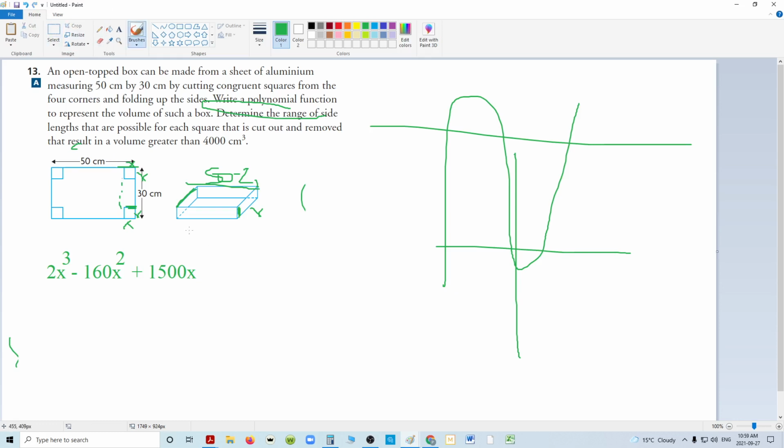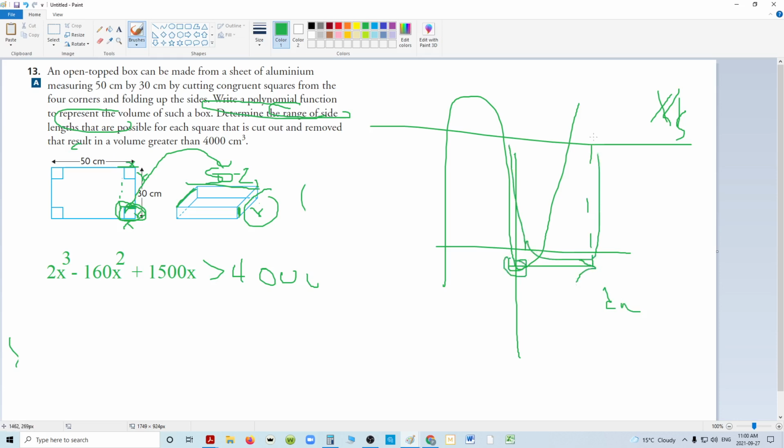So they want us to find out what my values for x are. And be very careful, because x, that's above 4,000, won't tell you the dimensions. 50 minus 2x and 30 minus 2x will tell you the dimensions. Determine the range of side lengths that are possible. Okay? So let's just remember that x must always be smaller than 15. So we also have a domain limitation between 0 and 15. So we know we're only concerned with this part of the graph, because negative dimensions, negative x, don't matter.